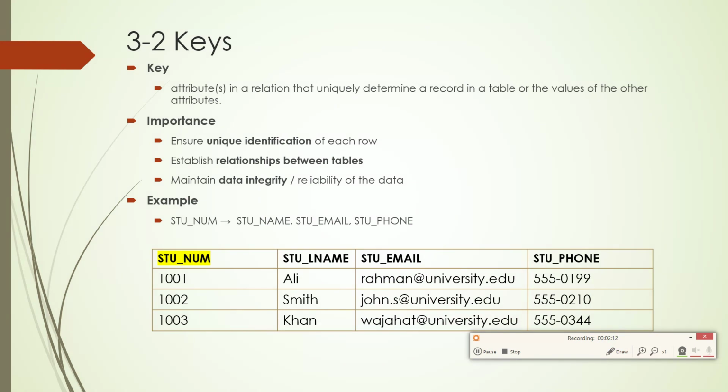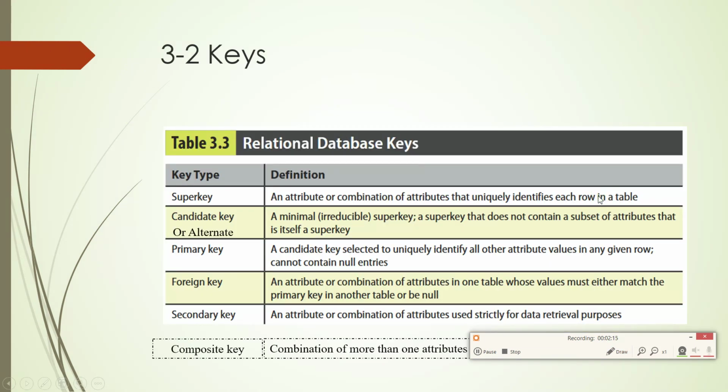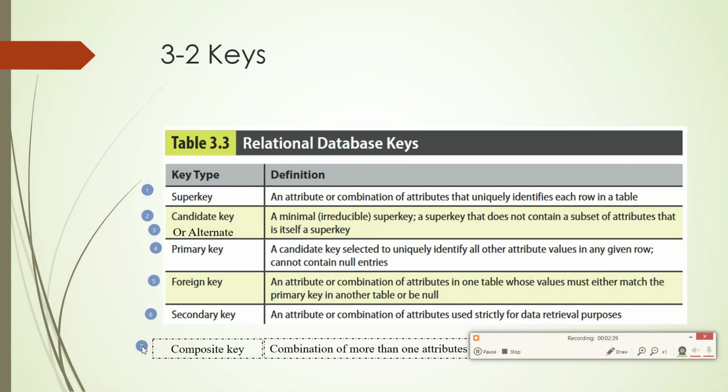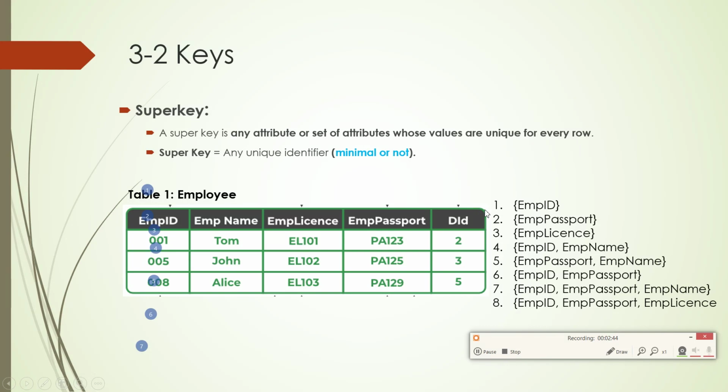Now, there are different types of keys, and if we want to number them, we have super key, candidate key, alternate key, primary key, foreign key, secondary key, and composite key. These are 7 different types of keys that we will be discussing with examples one by one in the subsequent slides. Now let's move on and explain these keys.